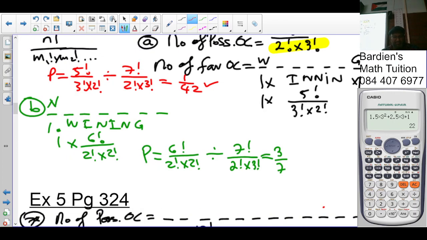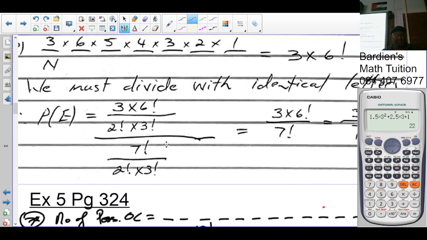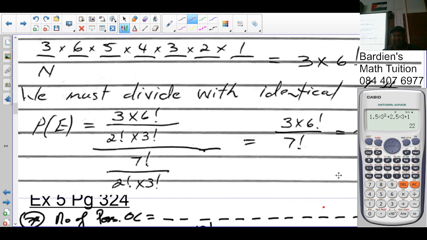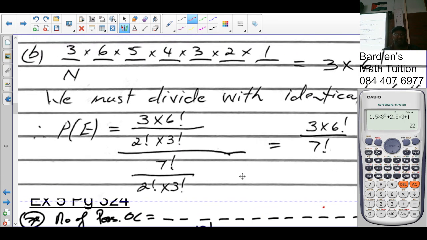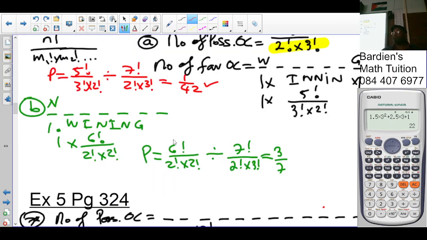Then B, we got 1 out of 7, which is in fact the answer we have there. Okay. So we were right, we were just a bit paranoid, we thought the textbook wouldn't be wrong. Okay.